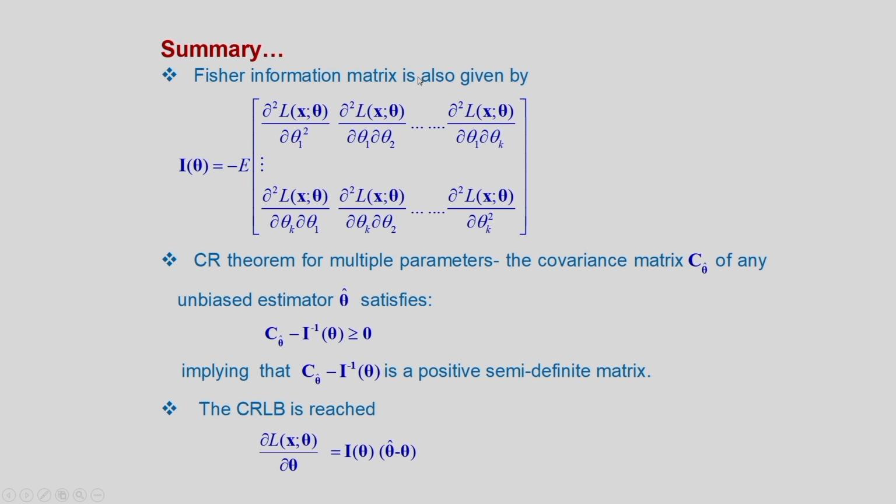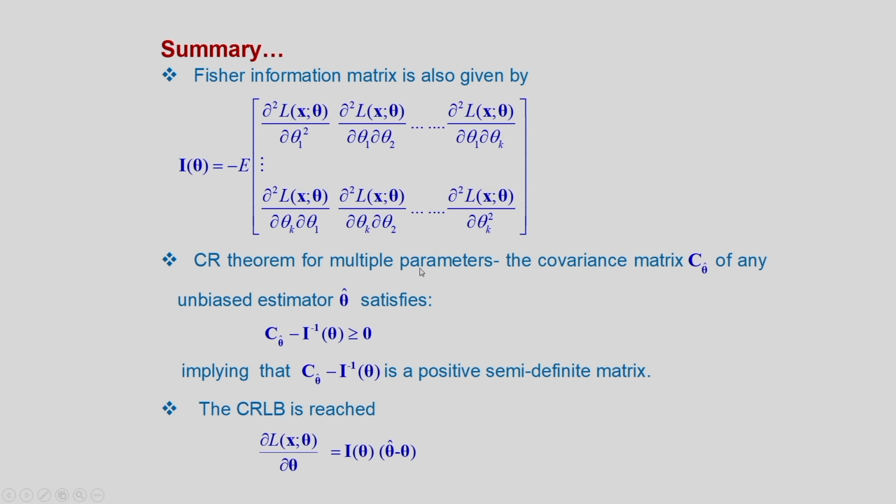Fisher information matrix is also given by this expression: I(θ) matrix is equal to minus expectation of the matrix with first row ∂²L/∂θ1², ∂²L/∂θ1∂θ2, and so on up to ∂²L/∂θ1∂θk, and going this way, last row will be ∂²L/∂θk∂θ1, ∂²L/∂θk∂θ2, and so on, up to ∂²L/∂θk².